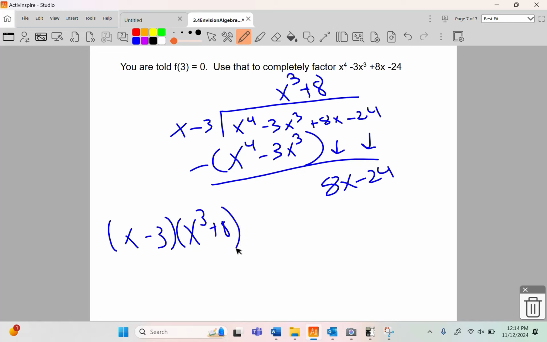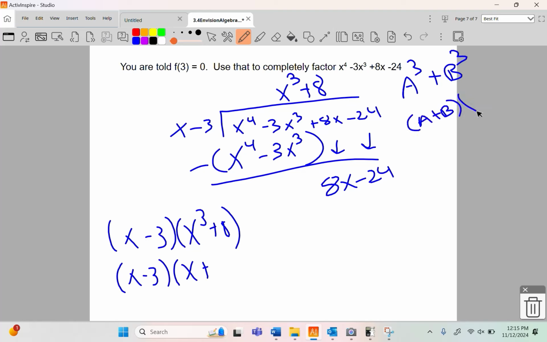Anybody figure out how x cubed plus 8 factors? Briley, what'd you say? No, that's the wrong answer when we talk about EOC review. x squared minus 2x plus 2. There's more to it than that. A cubed plus b cubed is a plus b. What goes in the second step? This is yesterday's lesson, kids. a squared minus ab plus b squared.